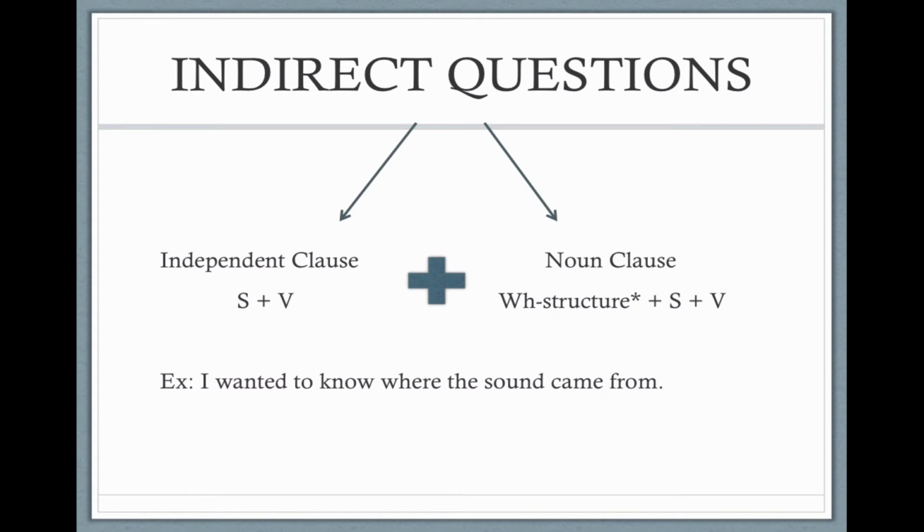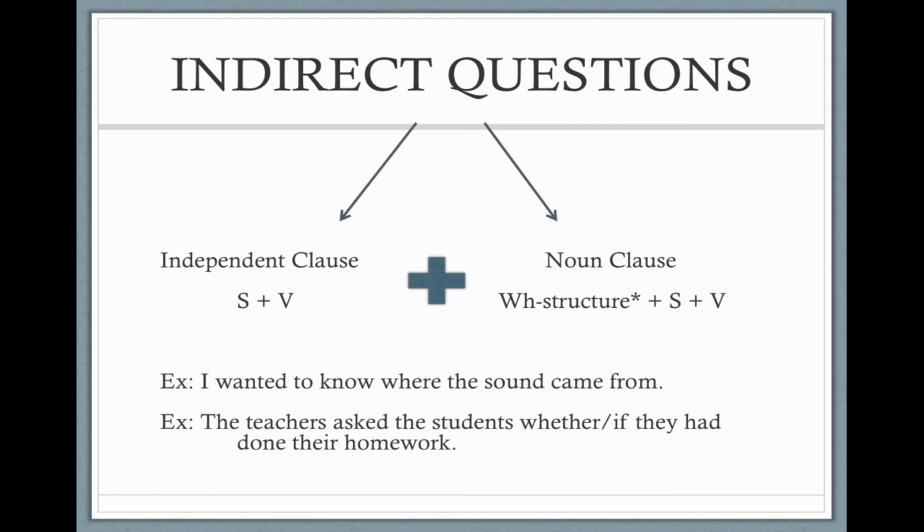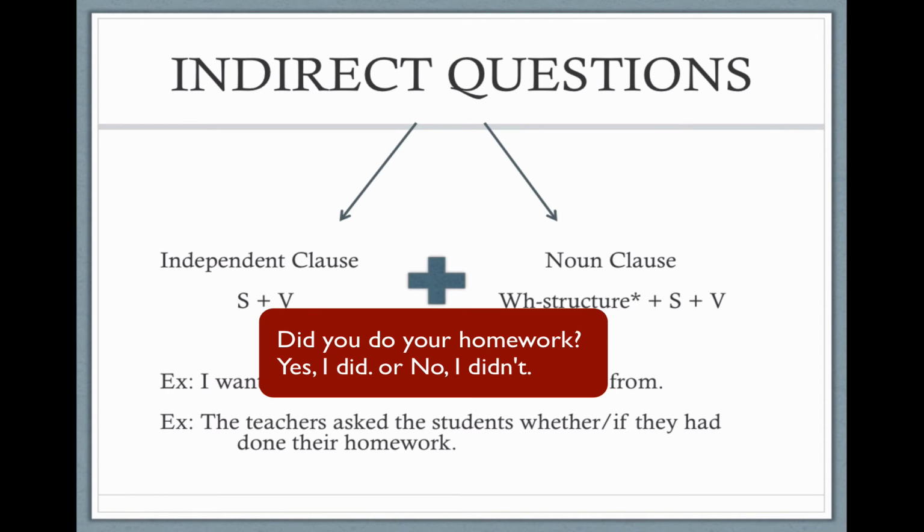But I can also do yes or no questions. Like in this example, the teachers asked the students whether or if they had done their homework. If I take this out and put it back into direct speech, it would become, did you do your homework? Okay, that's a yes or no question. When we take that and we make it indirect, it becomes whether or if, plus your subject, plus the verb. Okay, so pay attention to whether or not you're dealing with a WH question or a yes or no question.